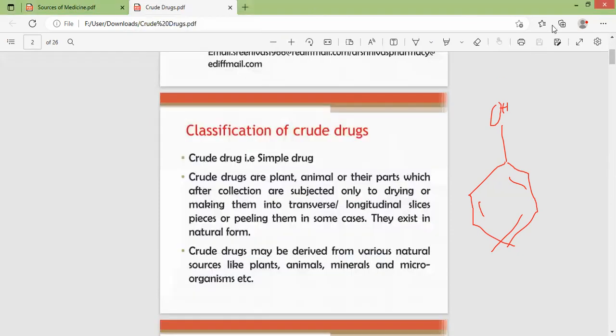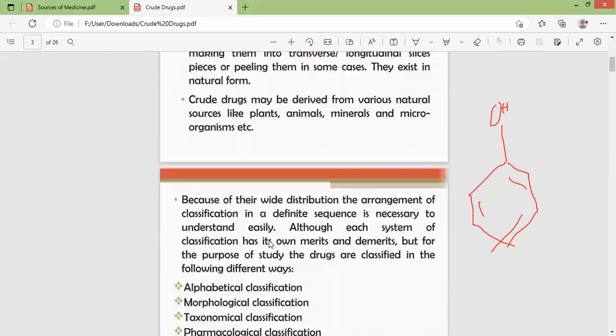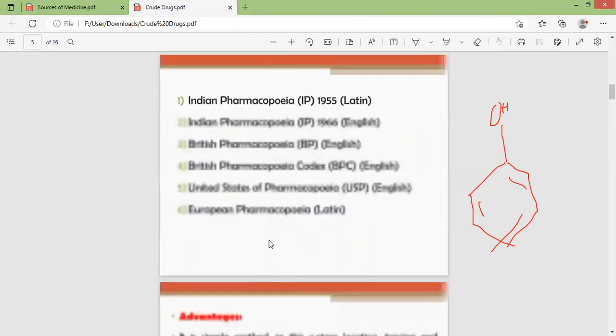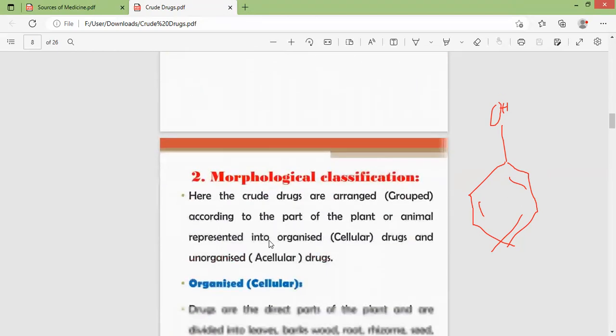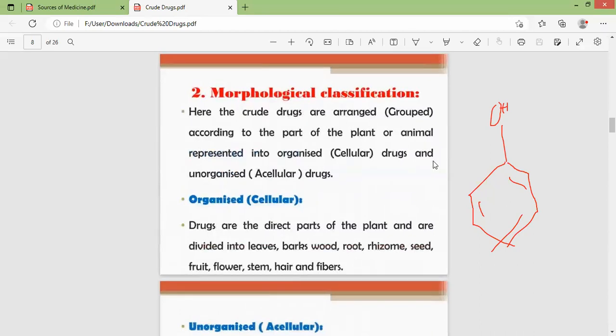Then I just wanted us to cover one thing here in crude drugs, and that is that we classify crude drugs based on morphology into organized and unorganized crude drugs. For organized, or cellular, if you want to call it cellular, it's simple in that you've derived it from a specific part of the plant. So it's either from the leaves, something like digitalis, or from the bark, something like cinchona, the quinine. So for organized crude drugs, you've obtained them from a specific part of the plant. In short, the drug of interest is concentrated in a specific part of the plant.